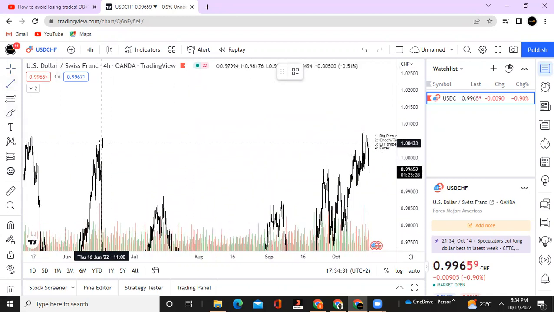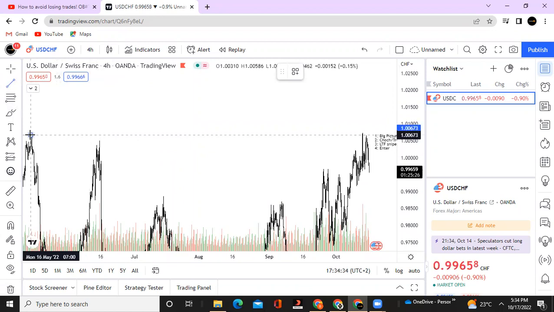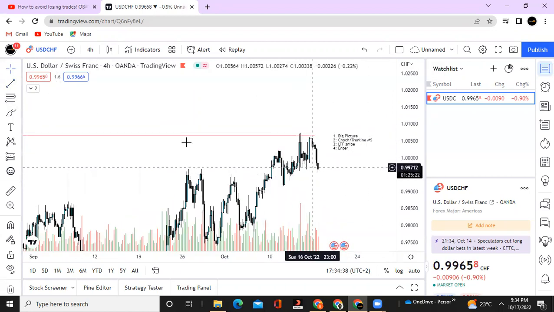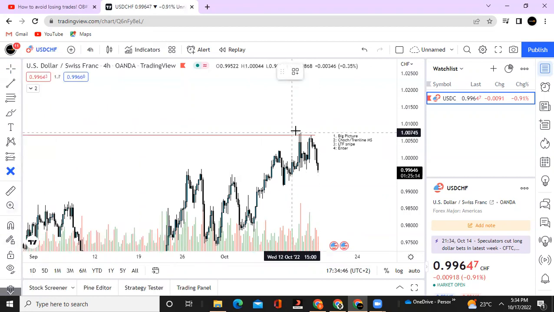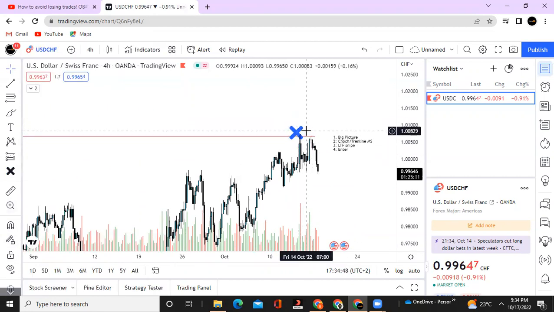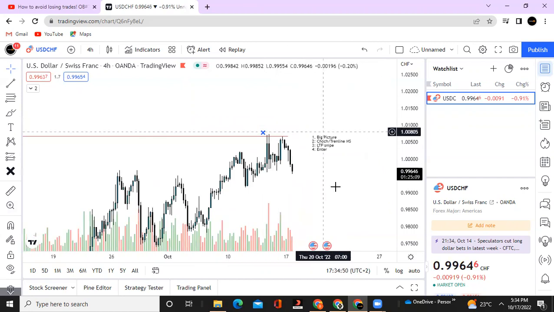So when we zoom out, we see there was a high here, we have a high here, and this highest high was taken out by the market. Therefore, that means liquidity there was taken out. Then you can just mark that out.